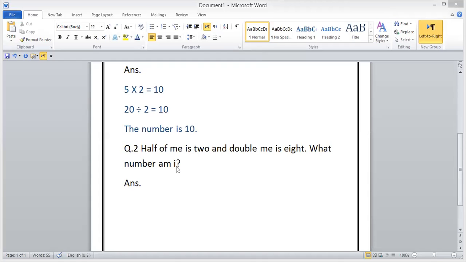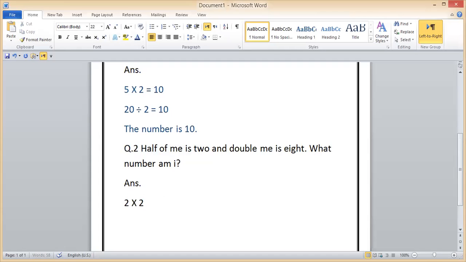Abdul Aziz Fahad. Yes, sir. Can you tell me the answer? What number is that? 16. Why? The number is saying half of me is 2. Half of me is? Yes, Abdul Aziz. 2. So you find out the double of 2 now. Write 2 and find out the double. Find out the opposite. Instead of half, find out double of 2.